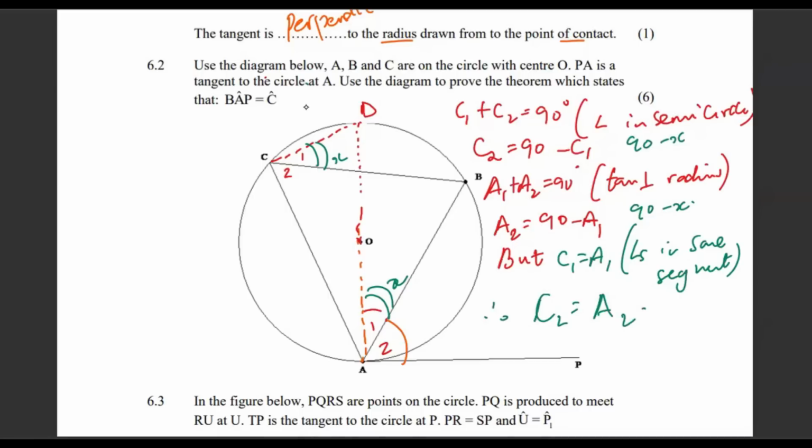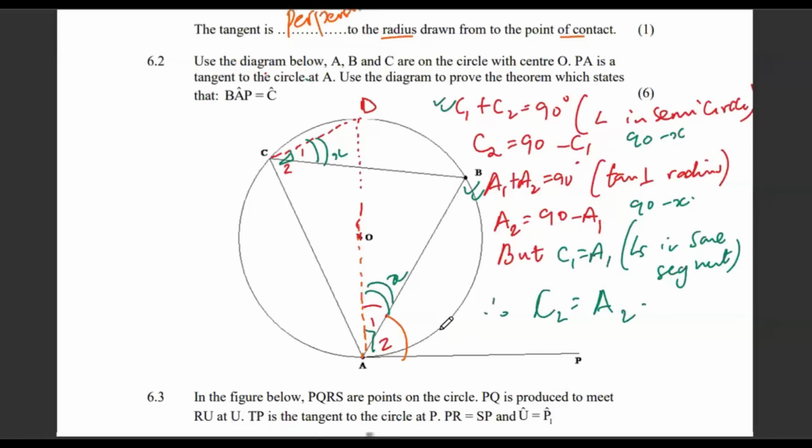So the main aspects: construction. After the construction, it tells us that this entire angle is a 90. It tells us that this entire angle is a 90. And then draw out what you want to prove. Okay, so that is 6.2.